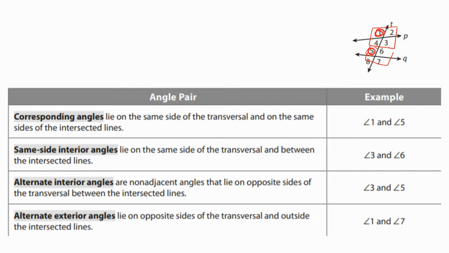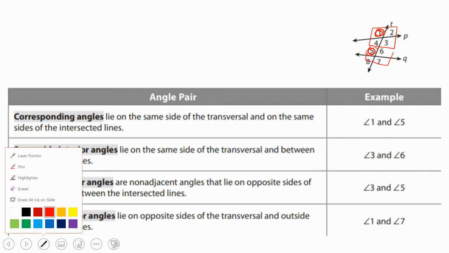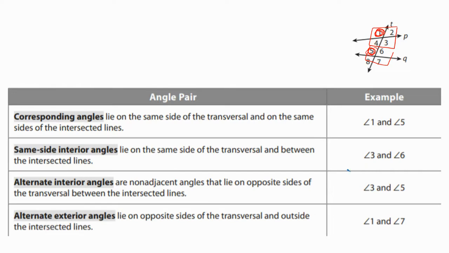So another example of a corresponding angle would be if I chose angle 3. Angle 3 is in the bottom right-hand corner. So for my Q line, the bottom right-hand corner value would be angle 7. Those are examples of corresponding angles.